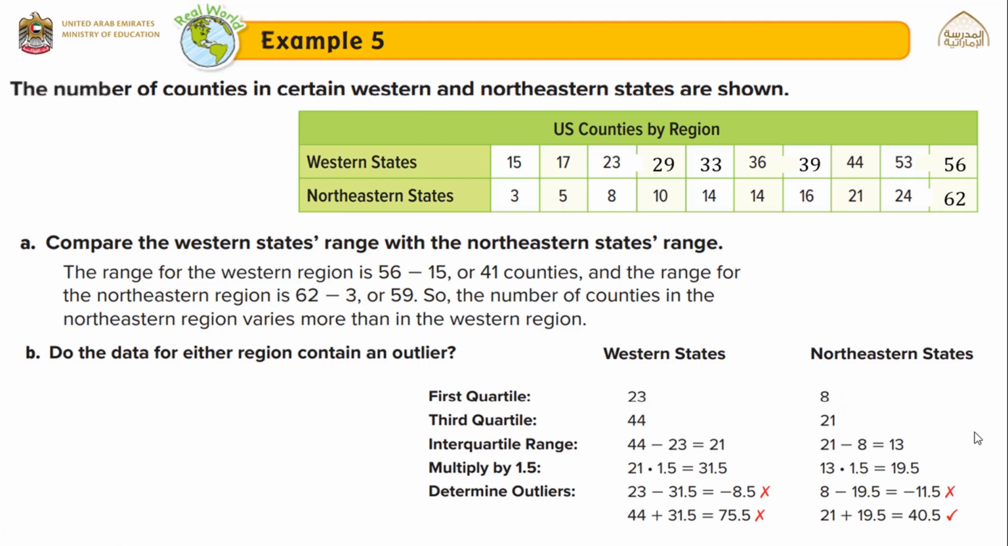First quartile is 8, third quartile is 21, interquartile range is 13. Multiplying 13 by 1.5 to get 19.5. Subtracting 19.5 from the first quartile and adding it to the third quartile to get negative 11.5 and 40.5. We have no values in the northeastern states less than negative 11.5, but we have a value greater than 40.5 in the northeastern states. Since 62 is greater than 40.5, 62 is an outlier for the northeastern states data.